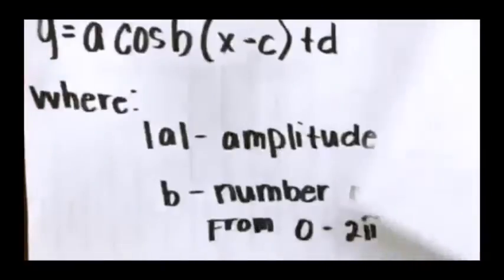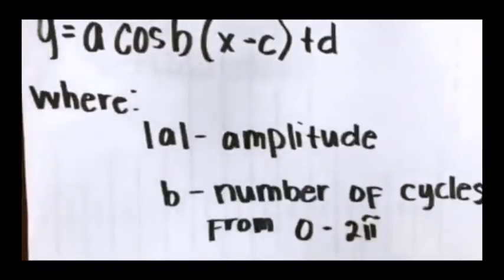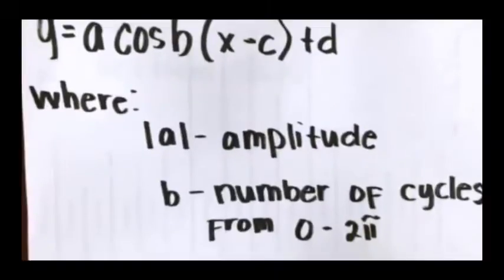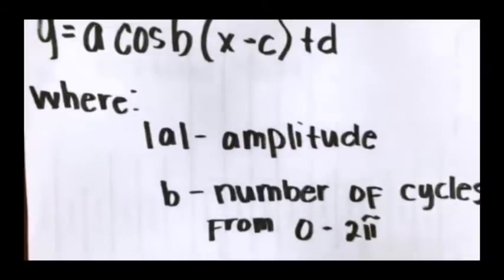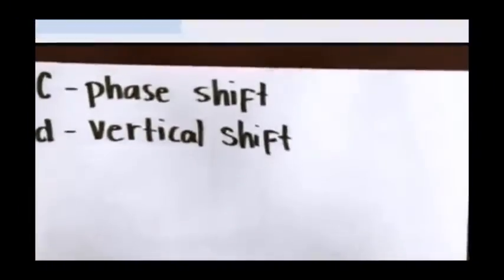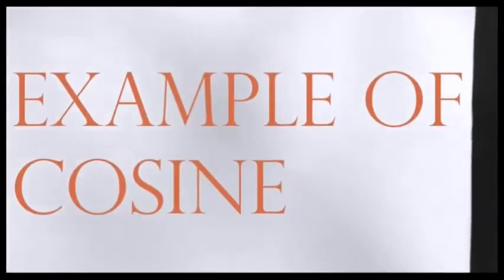This is the general form of the equation of the cosine function. Y is equal to A cosine B times (x minus C) plus D, where the absolute value of A is the amplitude, and B is the number of cycles from 0 to 2 pi, and C is the phase shift and D is the vertical shift. Here is some example.